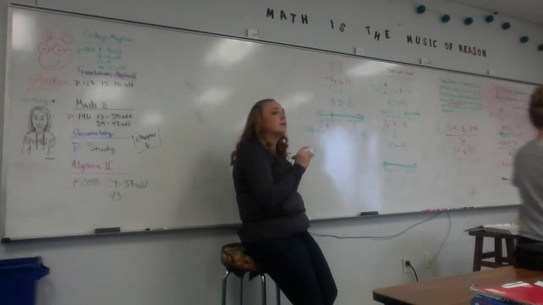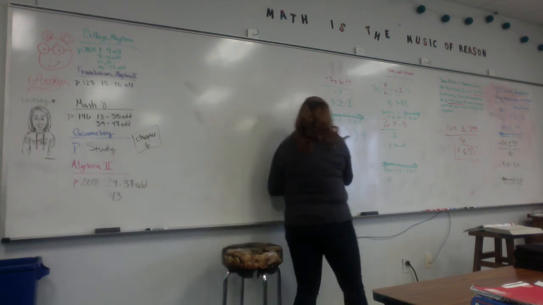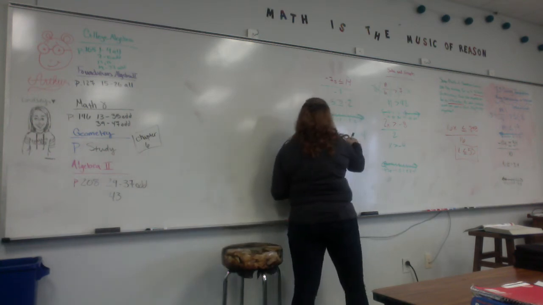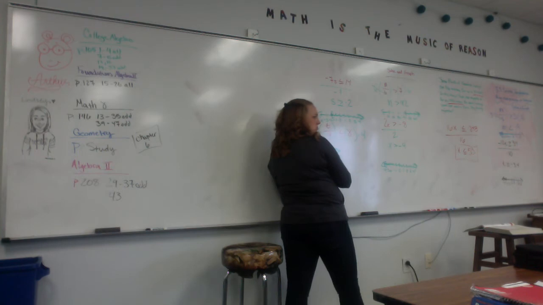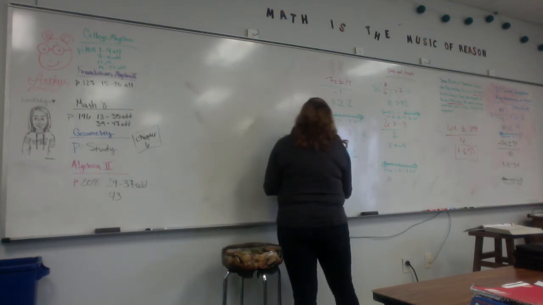So what do I do there? What happens when I multiply by a negative? What happens to my sign? You switch it, so now it becomes greater than or equal to, and what's 8 times -4? -32. So t is greater than or equal to -32.